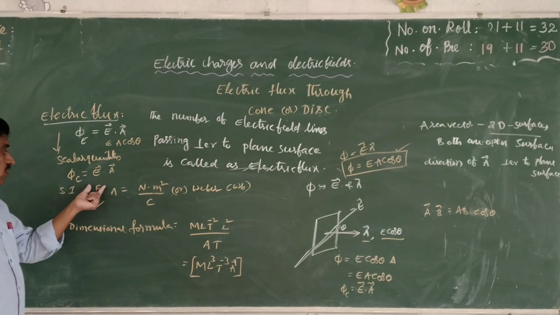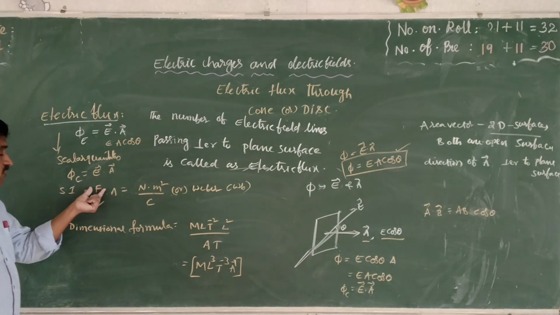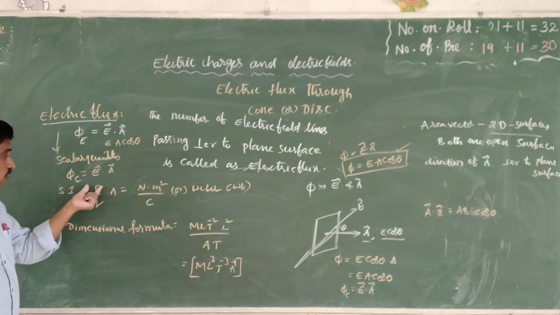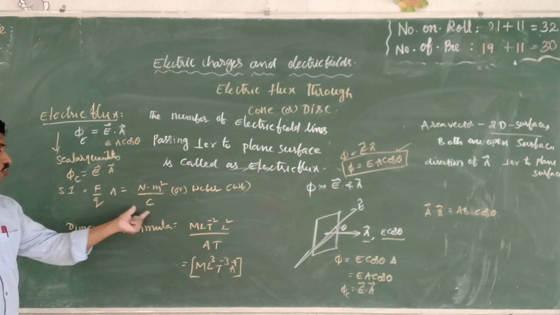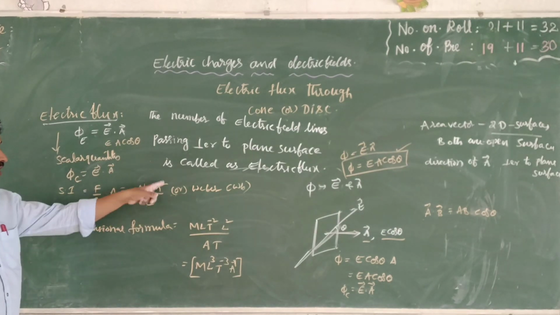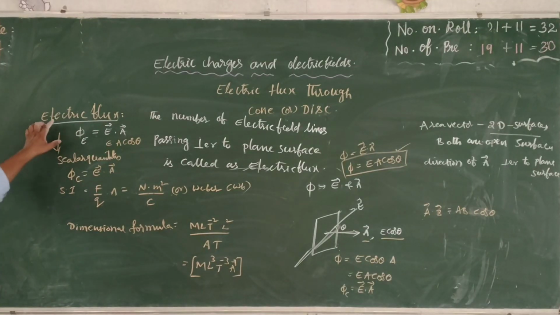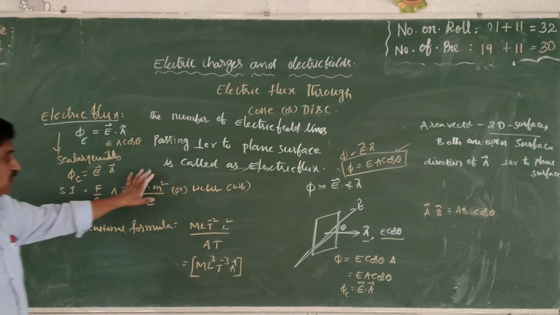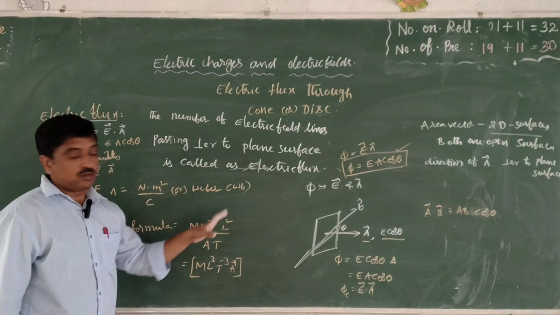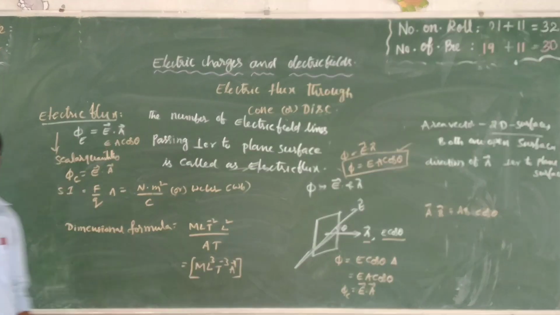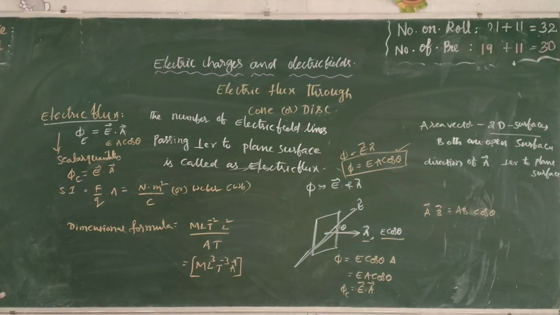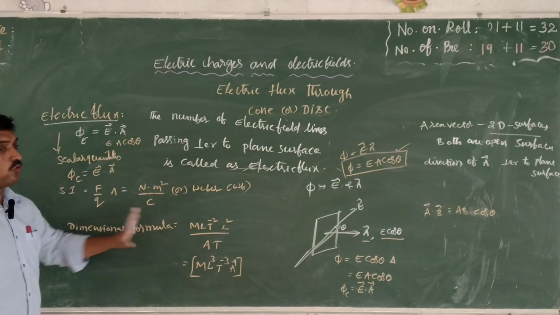What is the SI unit now? Electric field is force per charge. Force is Newton, charge is coulomb, area is meter square. Newton meter square per coulomb is the unit of electric flux in the SI system. Newton meter square per coulomb is nothing but Weber. So Weber, written WB, is the unit of electric flux in the SI system.